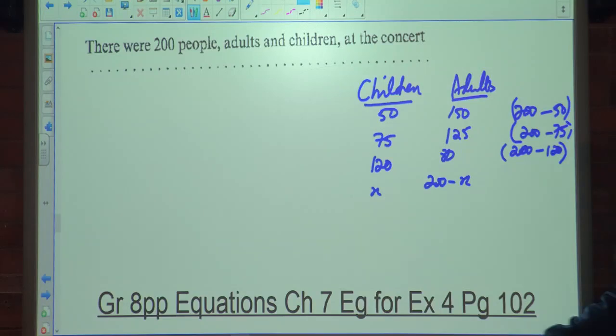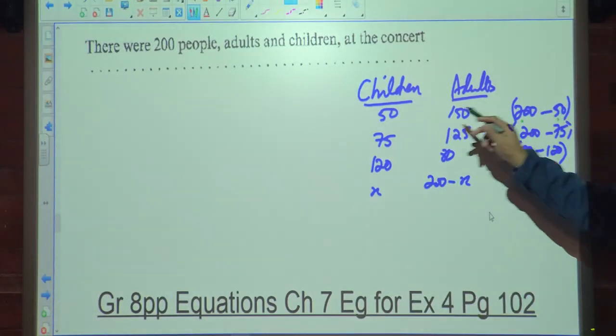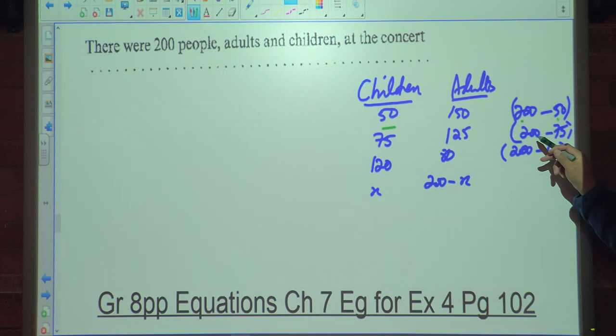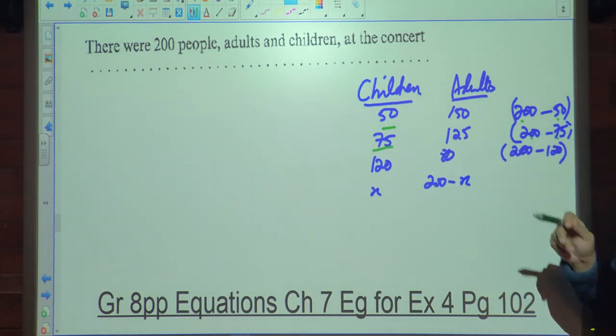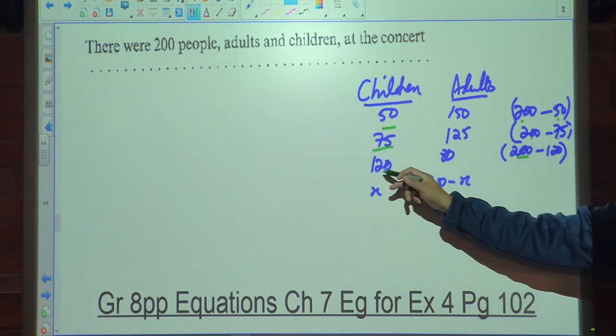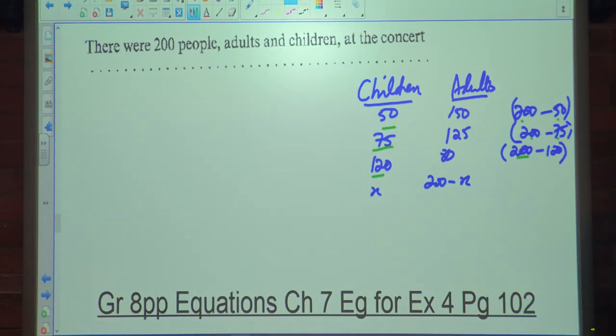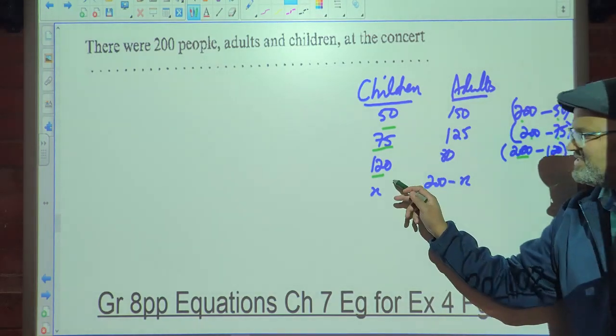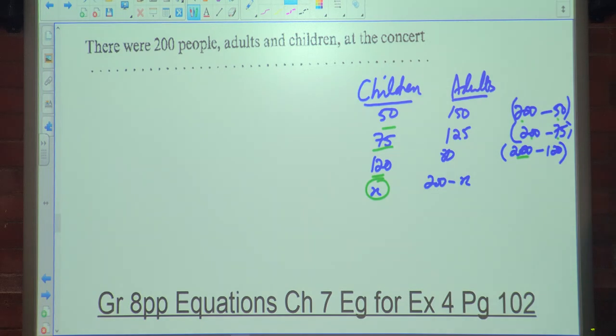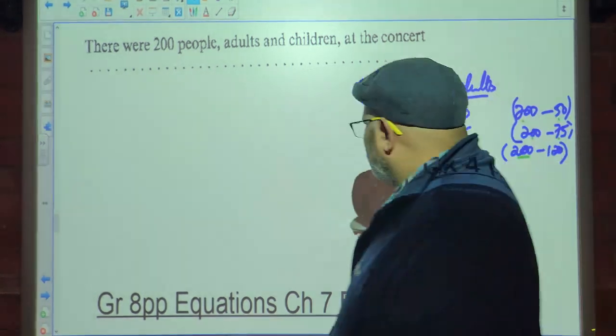Can you see the pattern? You see here, it was 200 minus whatever the children are. 200 minus 75, the number of children there. 200 minus 120, which is the number of children there. So this is going to be 200 minus the number of children there. You guys understand? So how do we start the sum off?